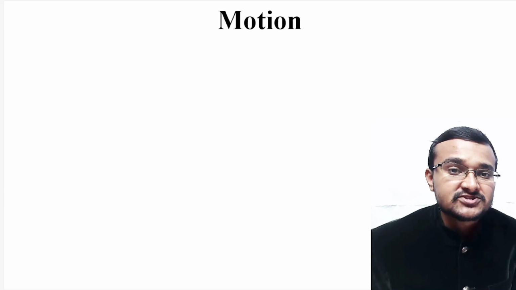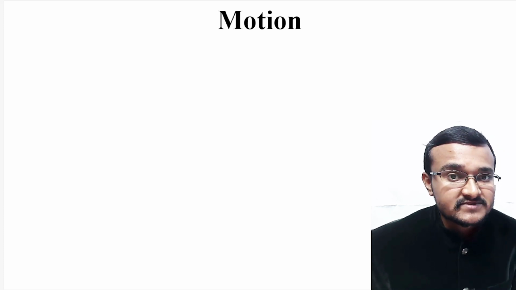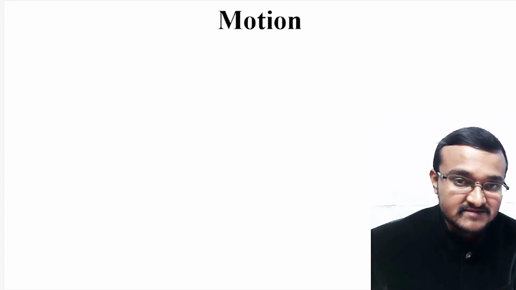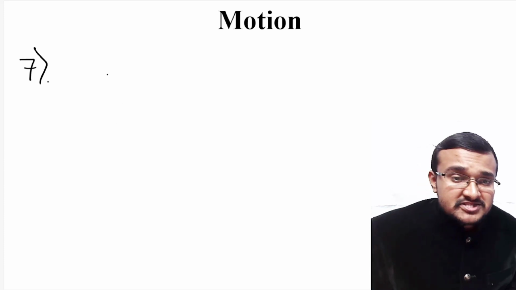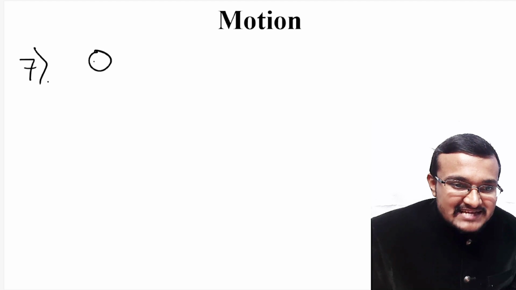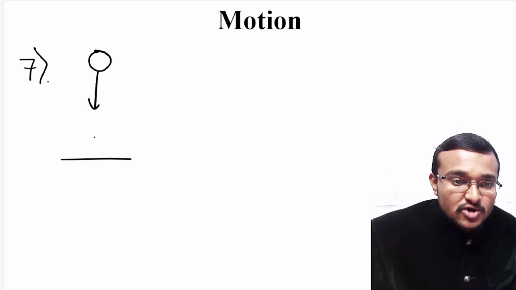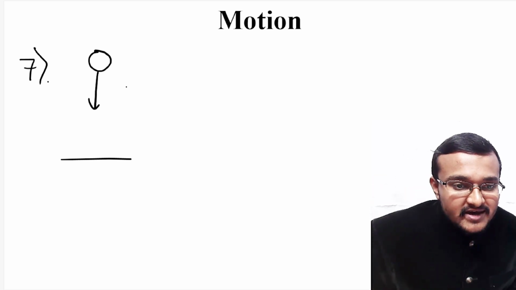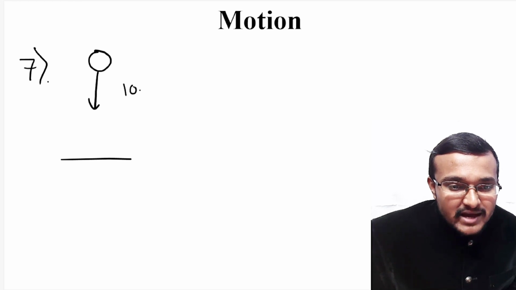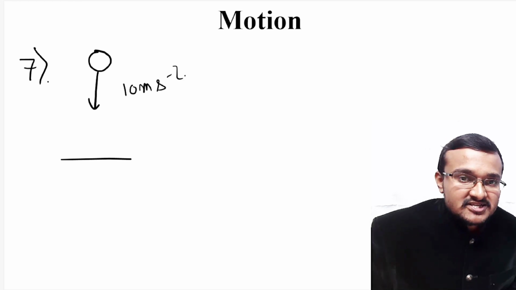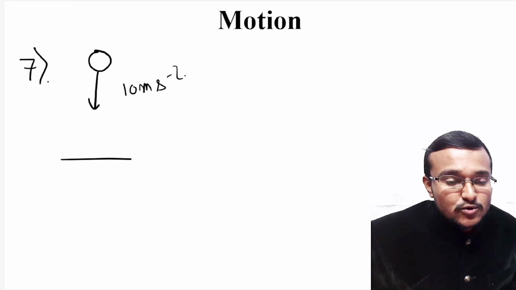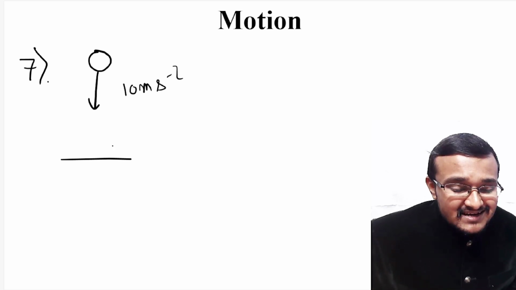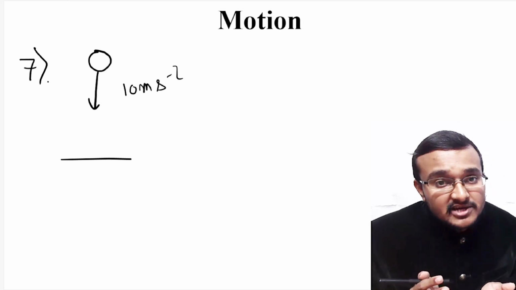So in my previous video, I was teaching the exercise questions of chapter 7 of 9th standard science, which was on motion. Coming to the 7th question, here a ball is gently dropped onto the ground. Let's assume this as the ball and this as the ground. This ball will acquire 10 meter per second square acceleration while traveling towards the ground, and you have to calculate the final velocity of this ball just before it strikes the ground.